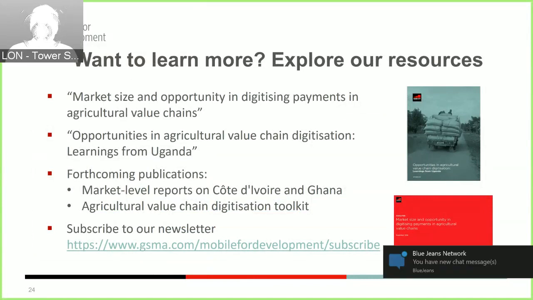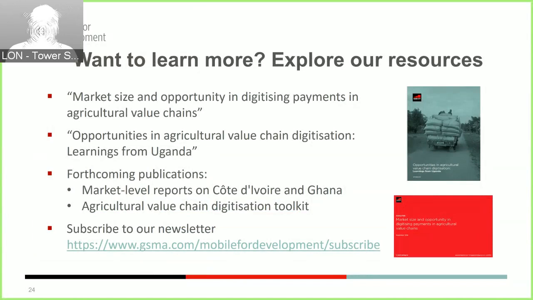We have more publications coming. At the moment, we have 2 colleagues in the team who are conducting field research in Ghana. 2 market level case studies will be shortly available on our websites, one on Cote d'Ivoire and one on Ghana, 2 strong mobile money markets where we're seeing the emergence of mobile money payments. And we also aim to release early next year an extensive digitization toolkit for industry practitioners.